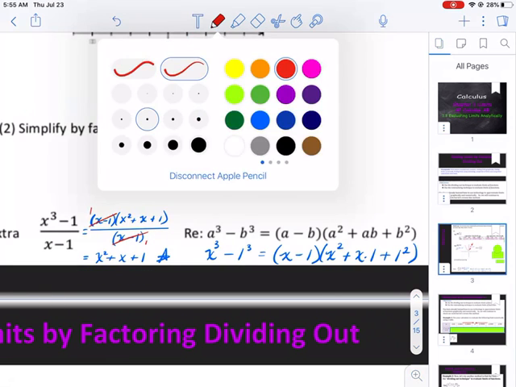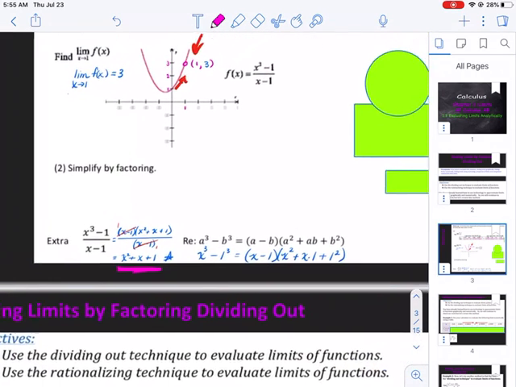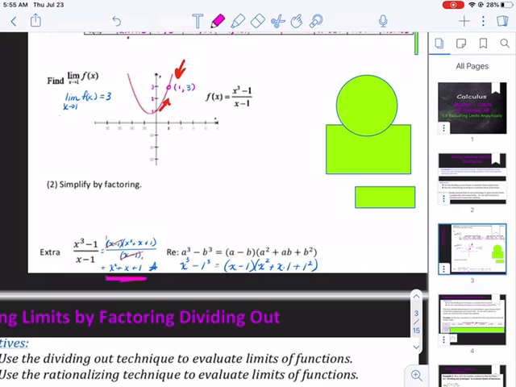Get a highlighted color. Okay, and so simplifying. I like to introduce the difference of two cubes because that's a topic that we often forget about. The difference of two squares is usually pretty well memorized at this point, but throw that in there as well.